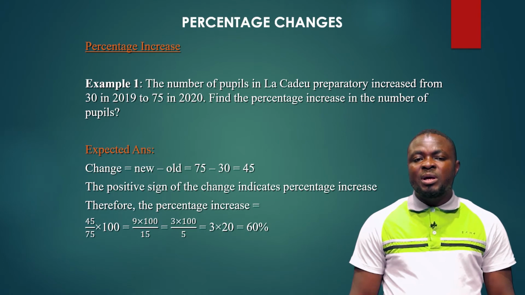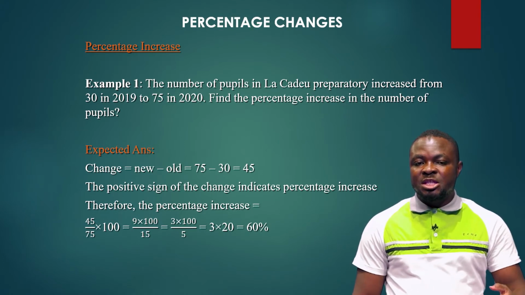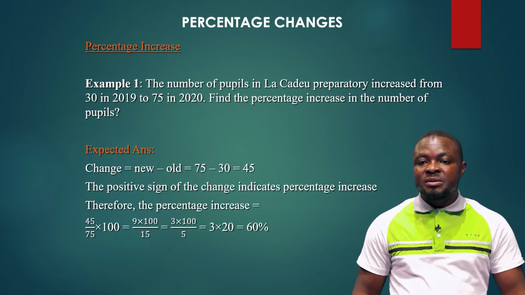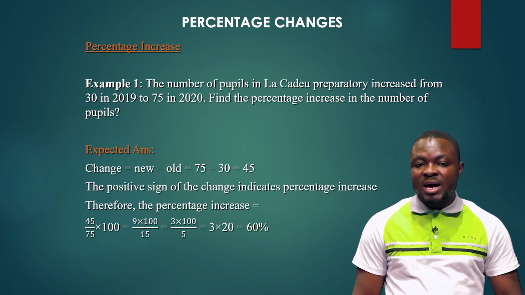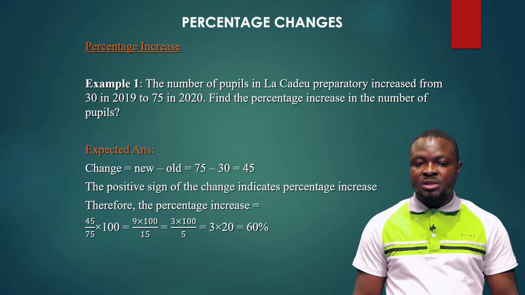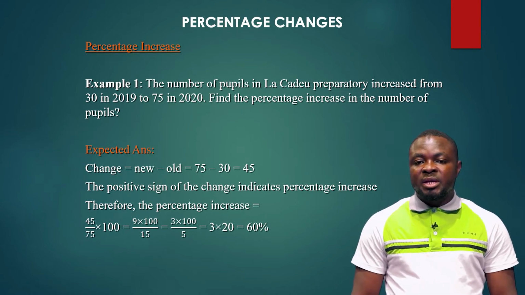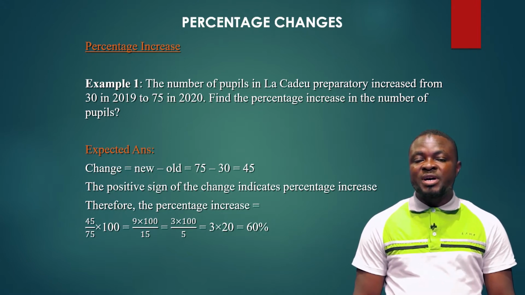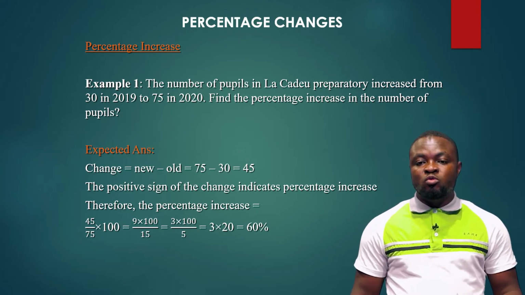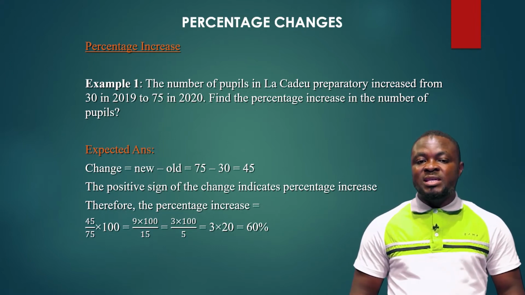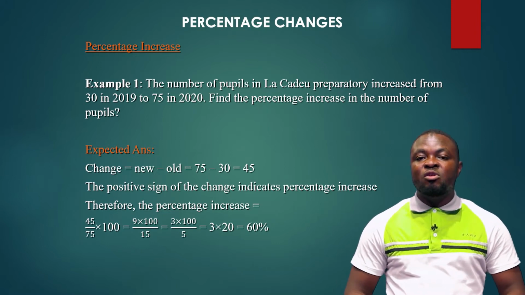So first of all, let's look at how to estimate a percentage increase. In case there's a change and that change is positive, in other words, it shows an increase in a quantity, how do you express that increase as a percentage? That is what we call percentage increase. So we take an example. The number of pupils in Lakadu Preparatory increased from 30 in 2019 to 75 in 2020. Find the percentage increase in the number of pupils. So in the year 2019, the school had 30 pupils. And in 2020, the number increased to 75. The question is, find the percentage increase in the number of pupils.